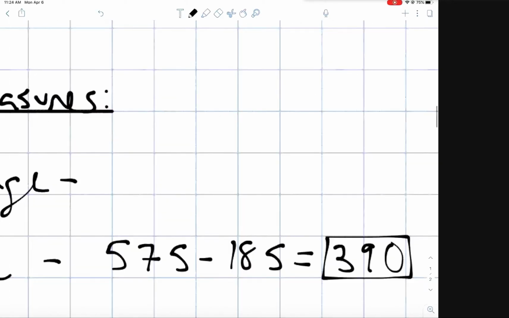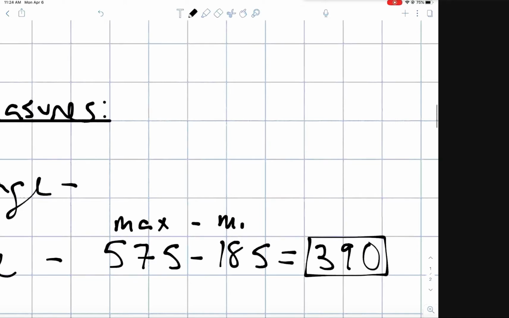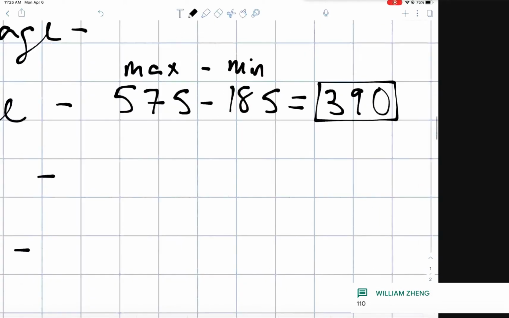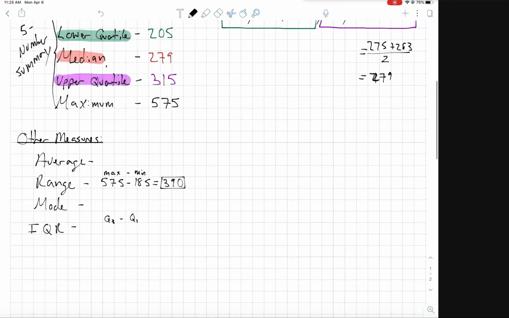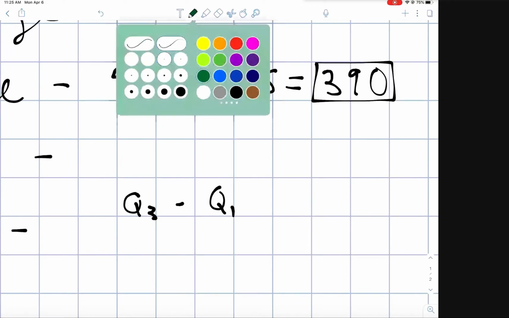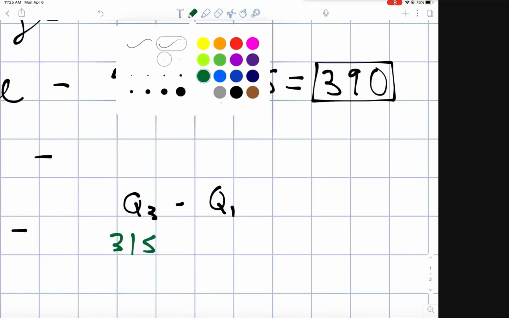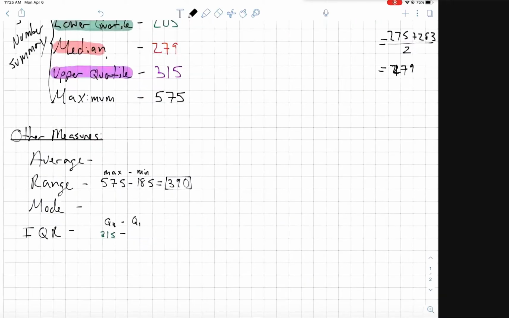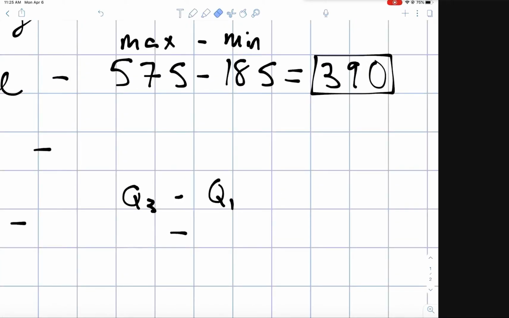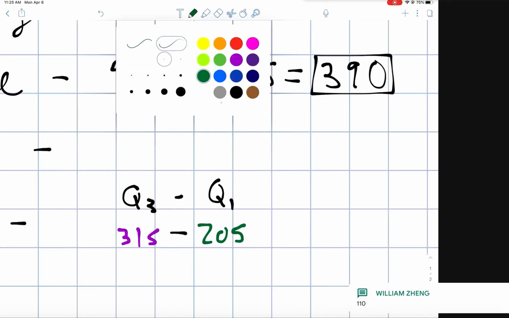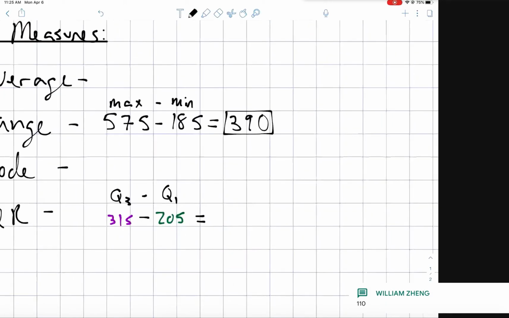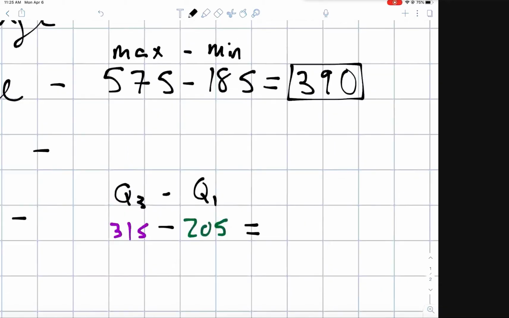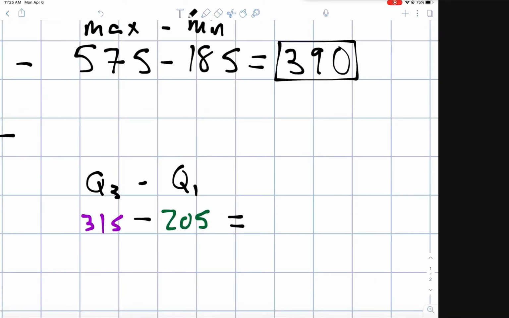You do the exact same thing, just with the higher quartile and the lower quartile, and you subtract the lower quartile from the higher quartile. Does someone want to do that for me? $315 minus 205. 110.